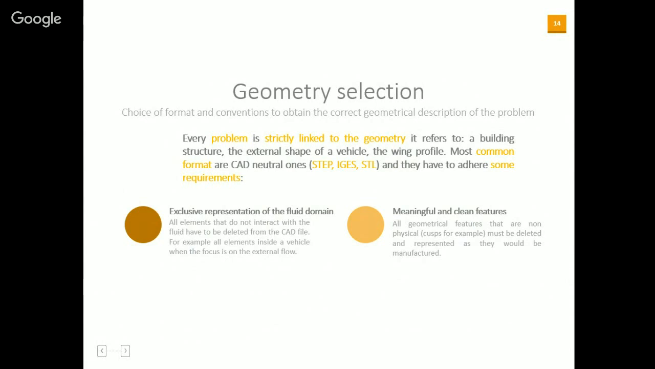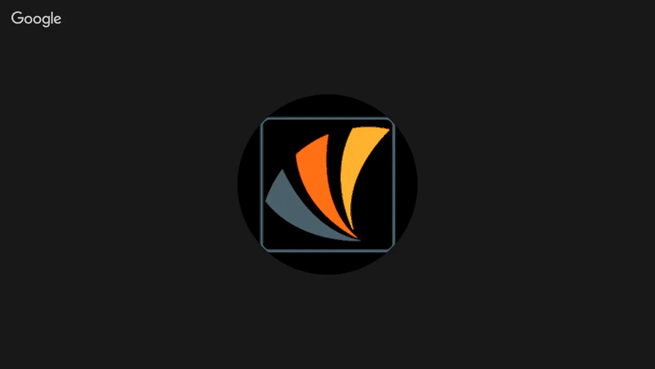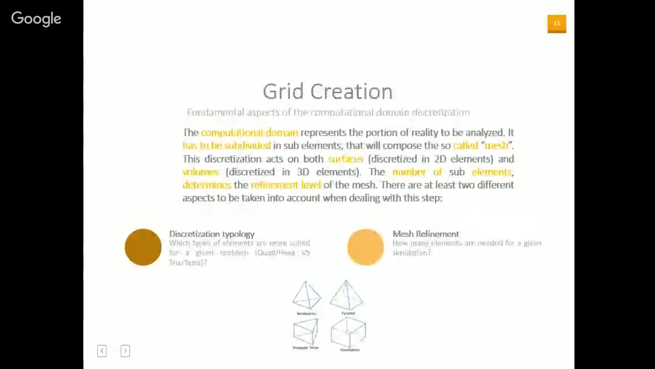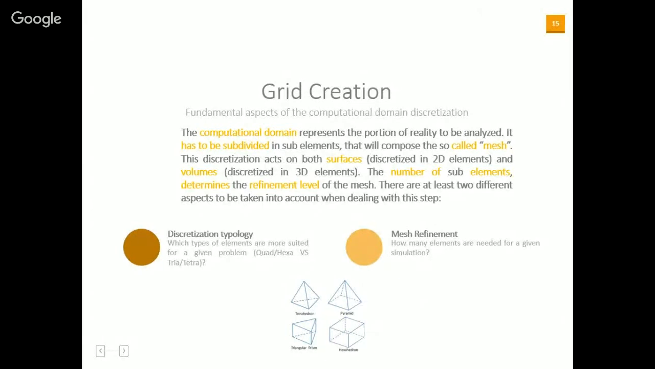Grid generation is the step when you subdivide your entire fluid domain in small pieces, in small sub-elements. This complex is called the mesh. The mesh is constituted of these sub-elements and has mainly two important features. One is the typology of the elements you are using, and some examples are represented in this slide. And the other one is the so-called refinement.